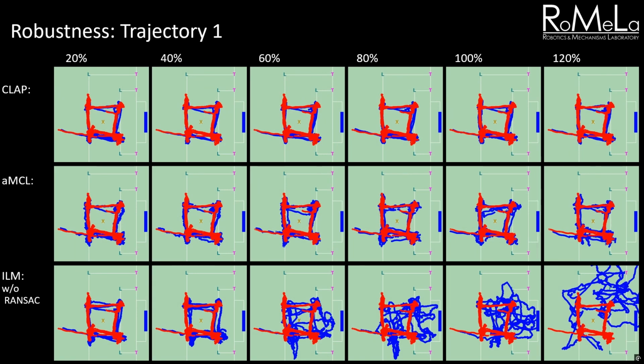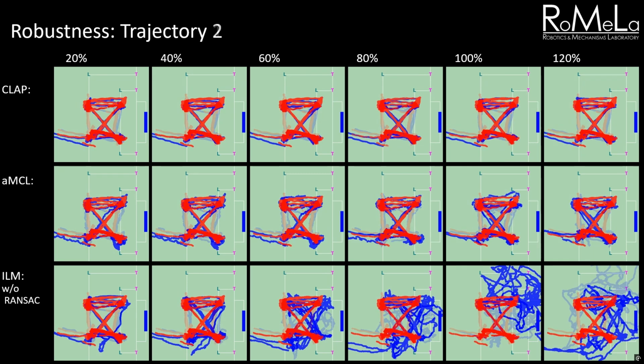These are the results of robustness tests between CLAP, Augmented Monte Carlo Localization, or aMCL, and Iterative Landmark Matching, or ILM. The percentages show the ratio of false landmarks that will be added to actual landmarks that the robot is seeing. The localization output is in blue and the ground truth is in red, which is caught using a motion capture system. We can see that CLAP maintains a smooth trajectory that's consistent between trials and close to the motion capture, while other methods start diverging or jumping. This is trajectory 1, this is 2, and this is 3.